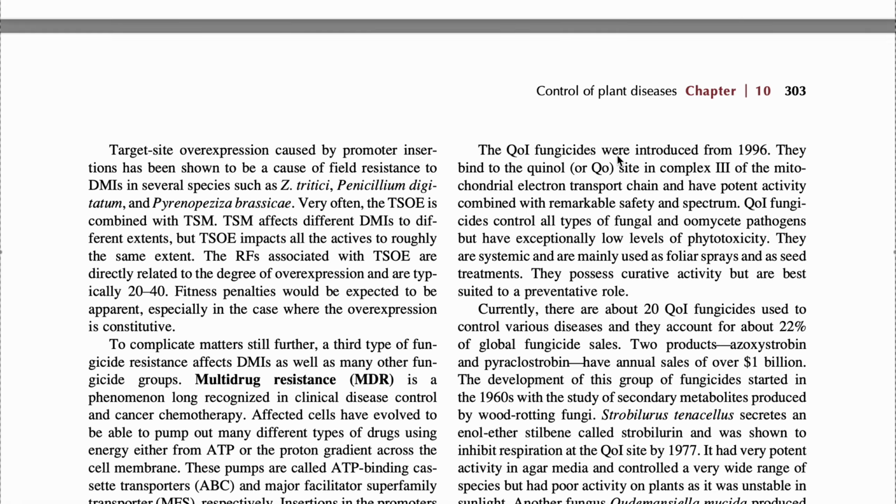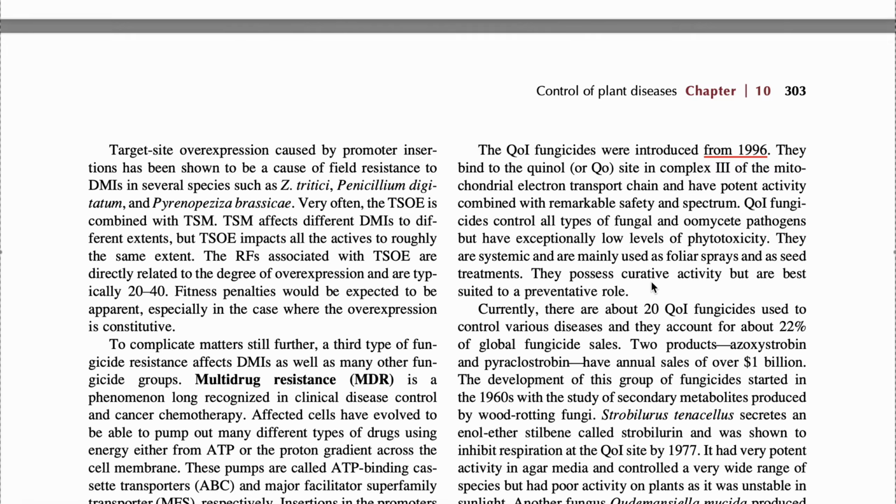QOI fungicides were introduced from 1996. They bind to the quinone site in complex 3 of the mitochondrial electron transport chain and have potent activity combined with remarkable safety and spectrum. QOI fungicides control all types of fungal and oomycete pathogens but have exceptionally low levels of phytotoxicity. They are systemic and are mainly used as foliar spray and as seed treatments.